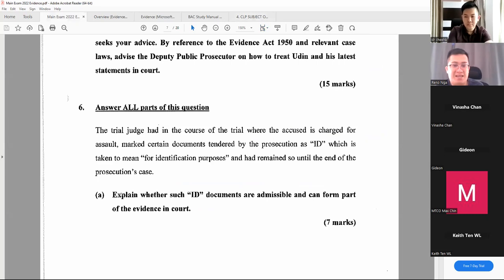So, before we start, I need to explain what ID means. ID means identification purpose. For this one, we maybe need to jump a little bit to the rules of court. Can everybody get ready their rules of court and then flip to order 34? Order 34. Never mind, I think I will download it for you guys. Otherwise, some people couldn't find their book, right? Let me share. Let me search the rules of court.